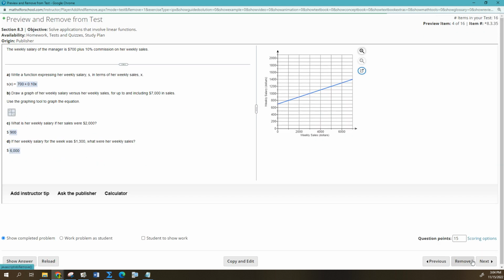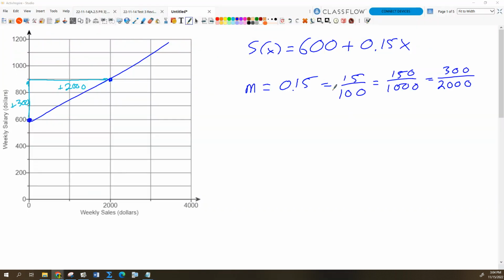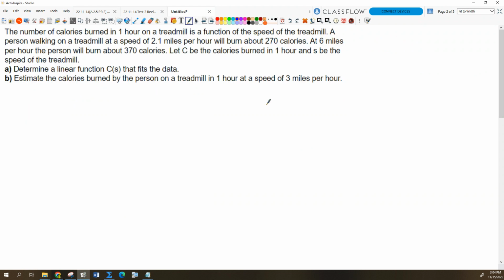We go and look at something like, okay, how about something like that? Okay, one like that, and I've got one of those already copied. Something like that, right? So this is one where we've got to come up with a linear function C of S. Now, if we read through this, the number of calories burned in 1 hour on a treadmill is a function of the speed of the treadmill.